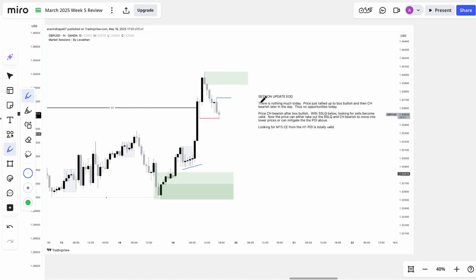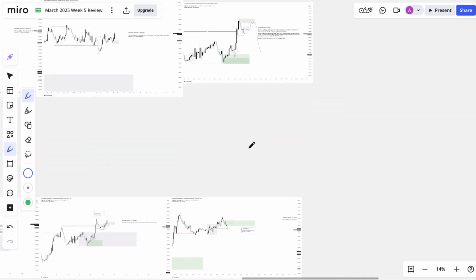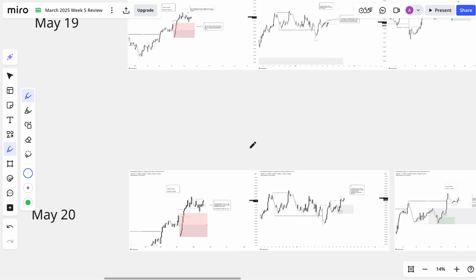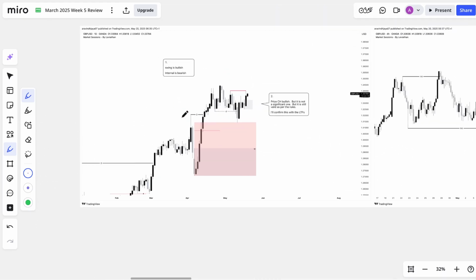At EOD, what I saw was the price CHoCH'd bearish, which means that there were no trades today. But we can assure that there would be trades the next day, because with this sell side liquidity below and the price at CHoCH bearish, this is a very good POI with an inducement right here. So price can push up, and then you can expect the price to come down, at least make a complex pullback. We end our day expecting the price to mitigate that supply and push the price down.